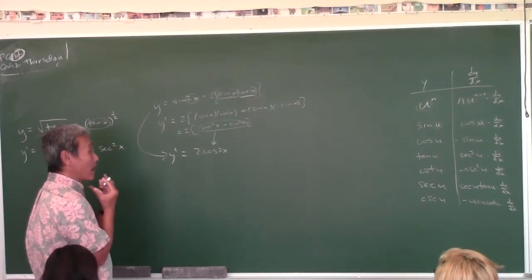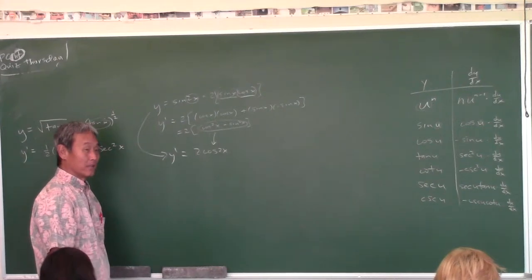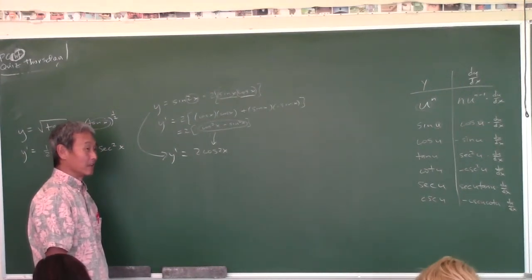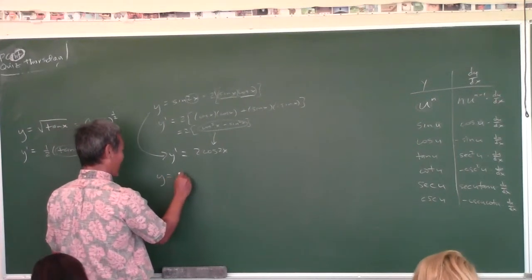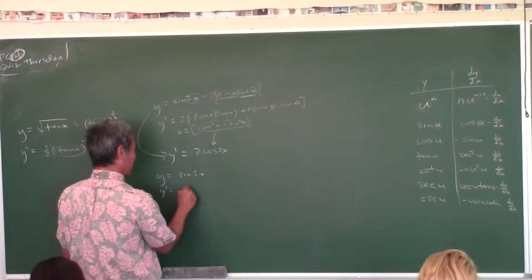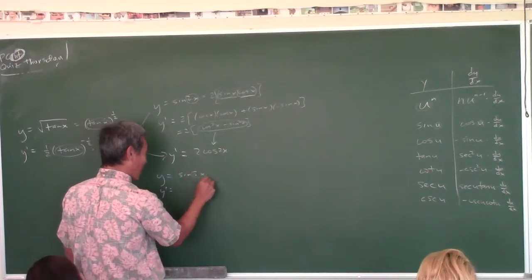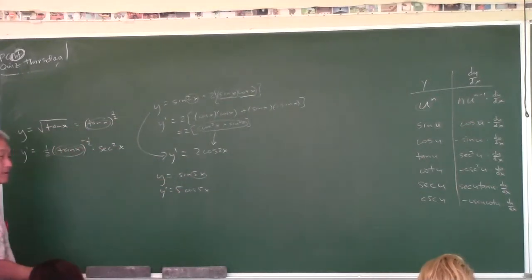So you want to do the problems in the most efficient way. Because what if you had sine 5x? Do you guys know the quintuple angle identity? No. I don't even know the quintuple angle identity. So if you did have sine 5x, you just go, okay, the derivative of sine box is cosine box times the derivative of box. It's so simple.